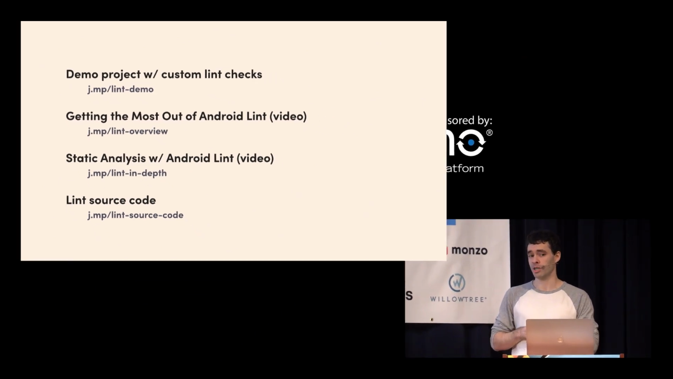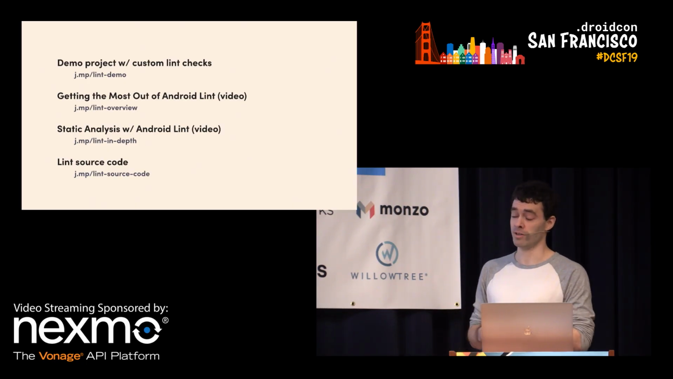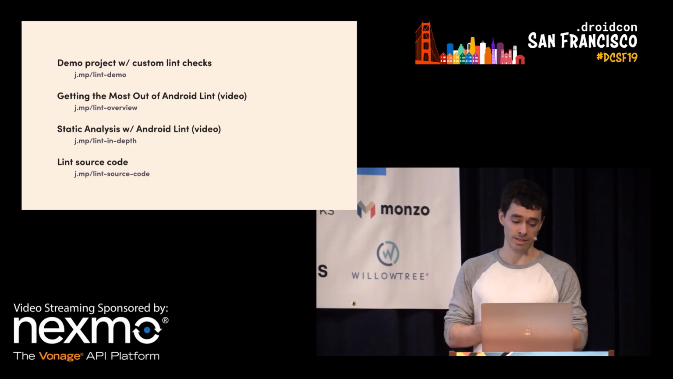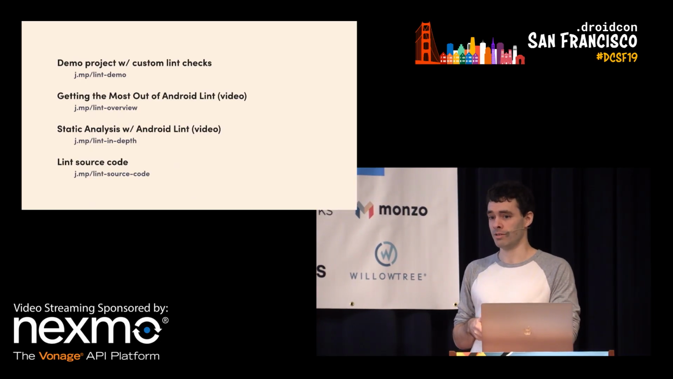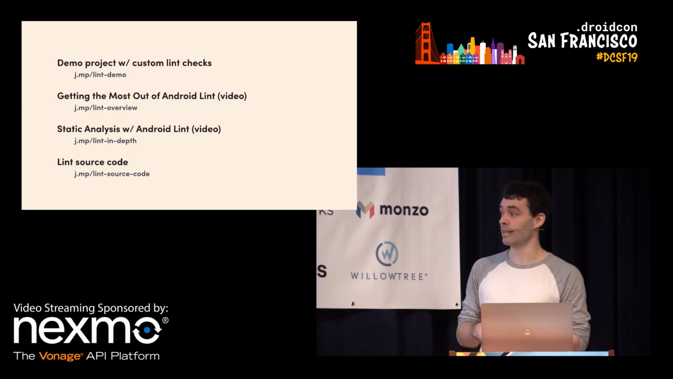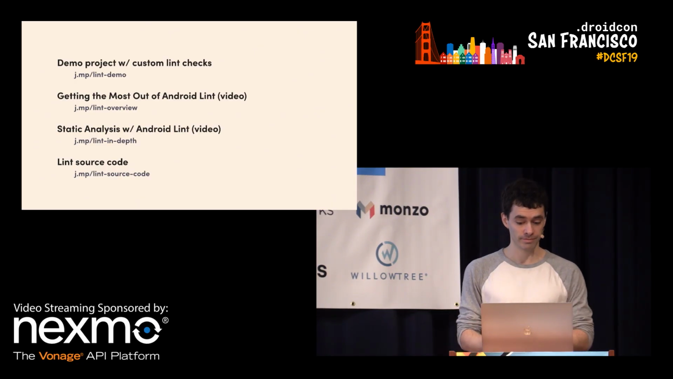There isn't actually much documentation about lint. The best way that I've found to learn about it, other than watching that talk that I just mentioned, is to read the source code for the Android Studio lint checks. And you can find that at j.mp/lint source code.